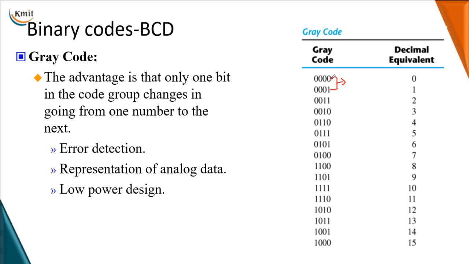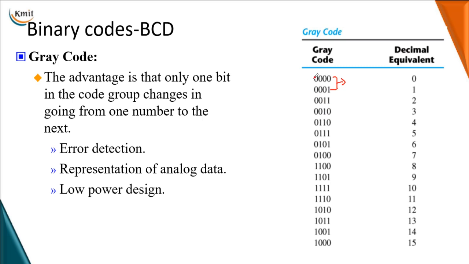Now if I compare 0000 and 0001, only one bit change is there, the remaining 3 bits have the same logical levels. Next, 0001 and 0011. Again only one bit positional change, the second bit position only changed, and the remaining 3 positions are the same. So since there is a change in only one bit in the sequence, the successive code words will differ by one bit position only.